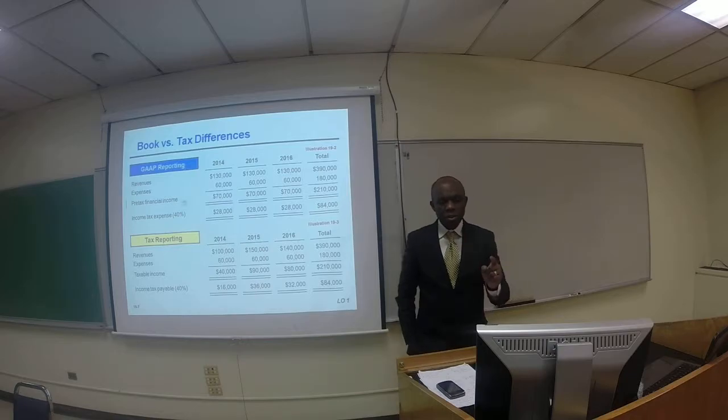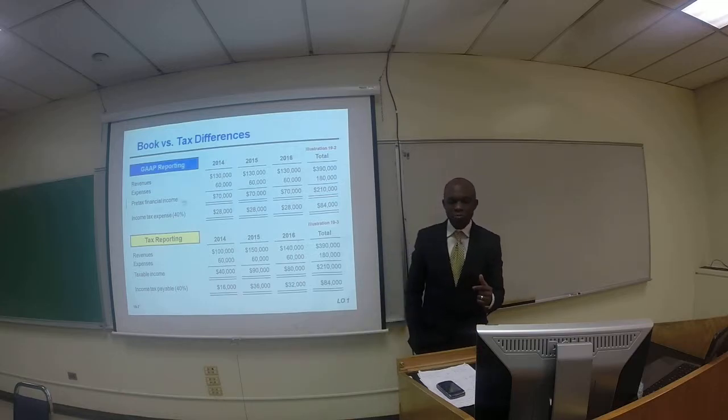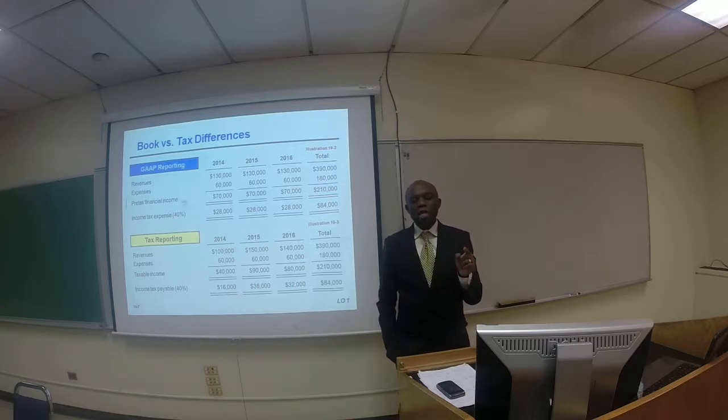For GAAP, revenue is 130,000 each year, expenses 60,000 each year. So we have pre-tax financial income of 70 each year. The tax rate is 40%, so the income tax expense is $28,000 for each year. In comparison, let's take a look at the tax reporting purposes. We recognize only $100,000 in 2014 versus $130,000 for GAAP reporting.